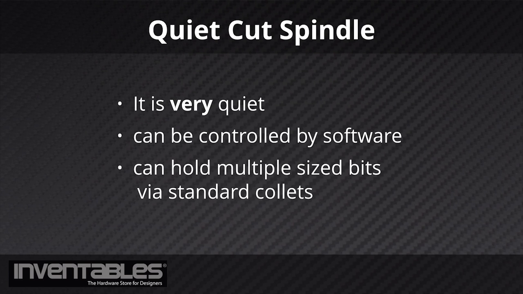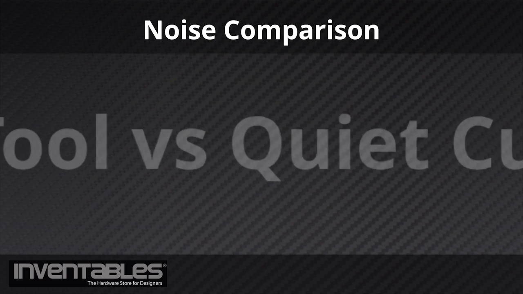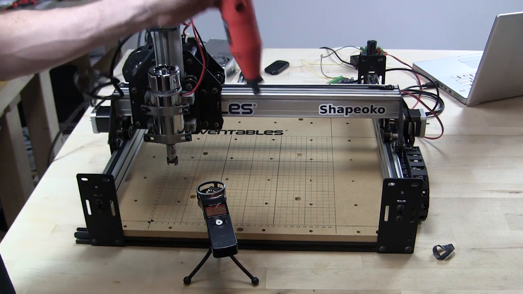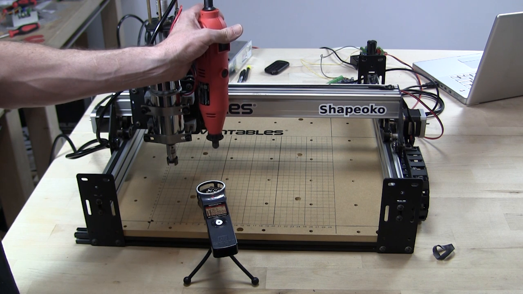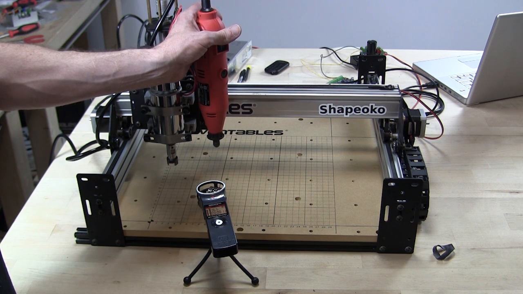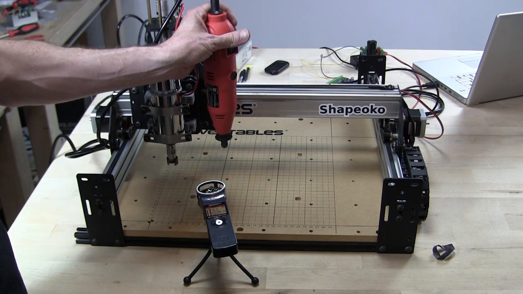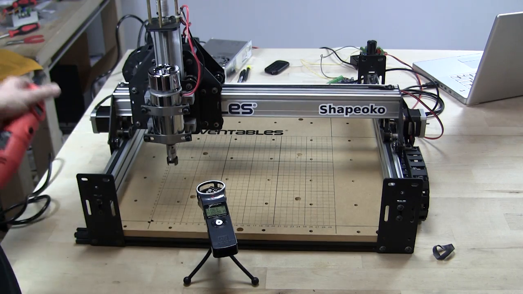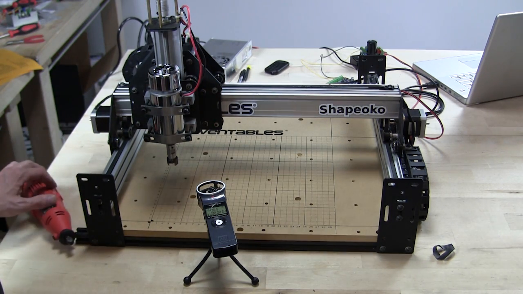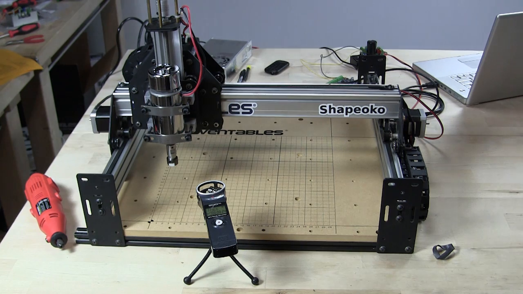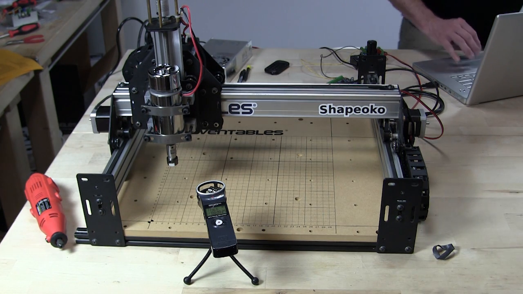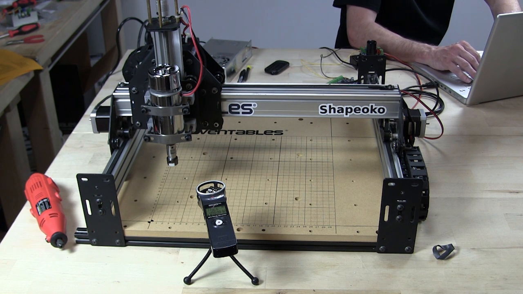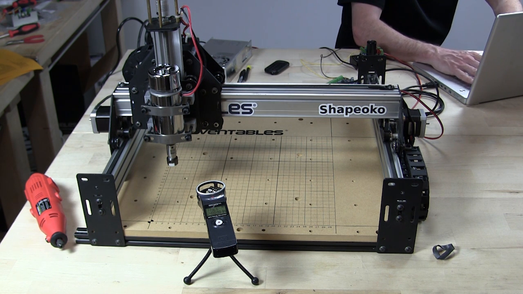bits. Compared to a standard rotary tool, the Quiet Cut Spindle is very quiet. We have a rotary tool. I'm going to put it right here next to the other one. You can hear that's at full speed. So now I'm going to turn on the spindle, and you could hear that. Setting the spindle to the maximum, now turning it on.